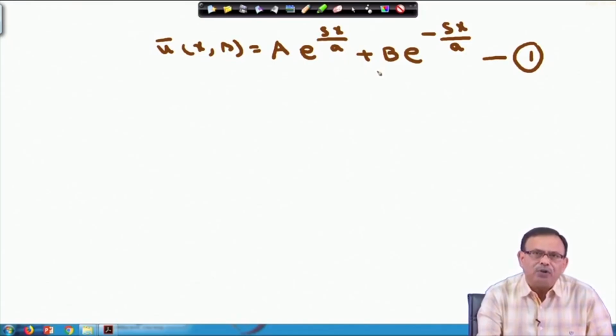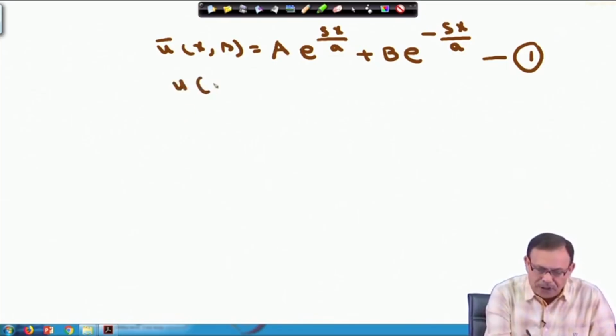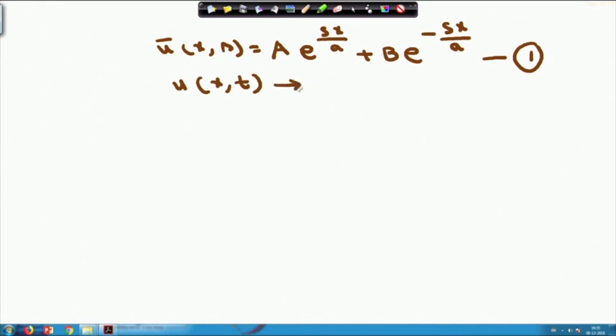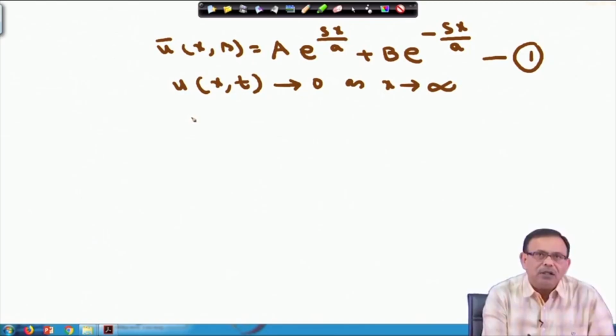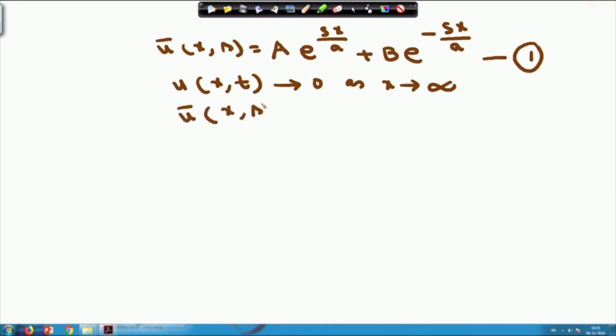To find out the values of these coefficients, you have to use the conditions supplied. One condition has been given as u x t approaches 0 as x approaches infinity. So, if I take the Laplace transform on both sides of this, then from here I can tell that u bar x s, of course Laplace transform with respect to t, approaches 0 as x approaches infinity.